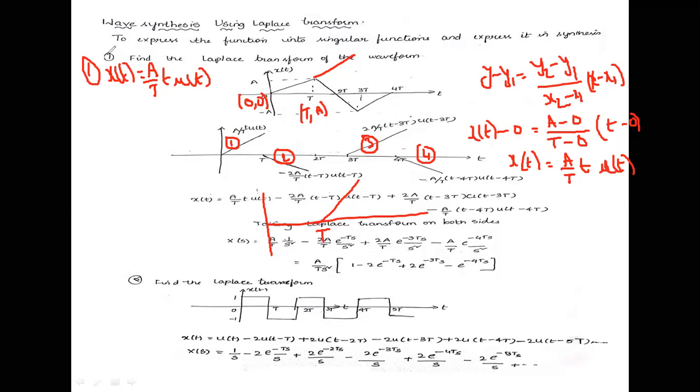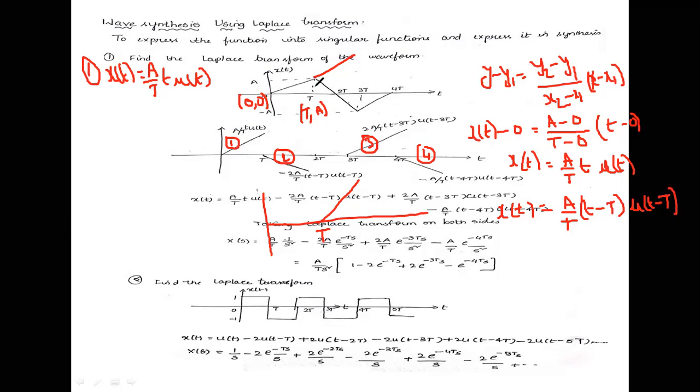What I am saying is that the signal x of t, A by T into t mu of t, is shifted by T samples. Now what is the value here? It is given as A by capital T, and this t is now shifted to t minus T, and it is also mu of t minus T. What does it mean, students?